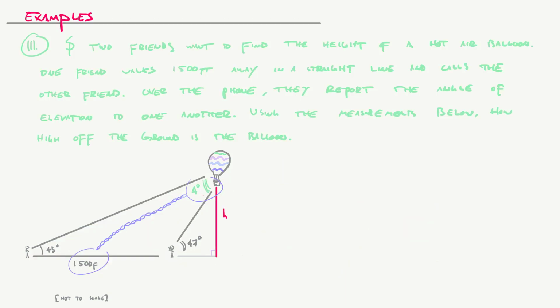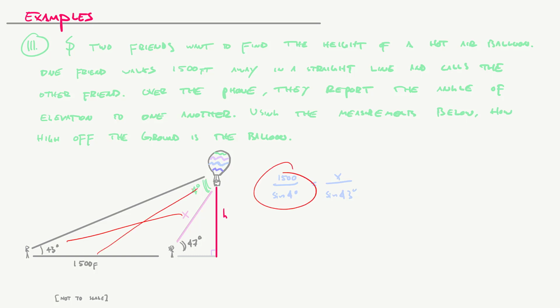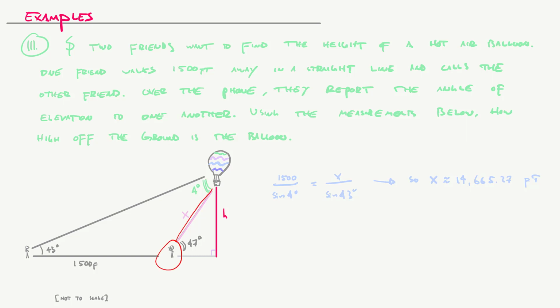Now 4 degrees is opposite 1,500 feet. So that's the linked pair that we're going to use to create our law of sines ratio. And so I'm going to find x first. Using the law of sines, we know that x over the sine of 43 degrees, because those are opposite, should be equal to 1,500 over the sine of 4 degrees. And then just doing some algebra, we get that x is about 14,665.27 feet. So this friend is that far away from the hot air balloon.